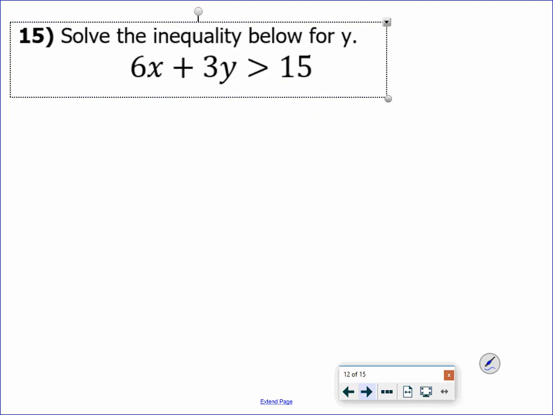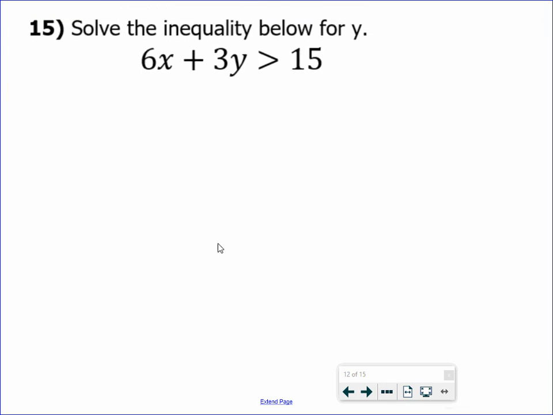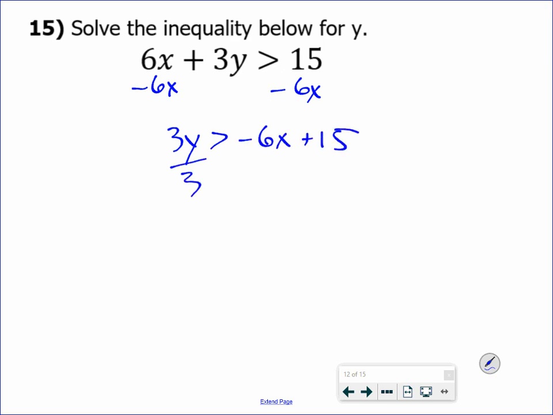This one says solve for y, so I will. So I subtract 6x from both sides, and I'll get 3y is greater than -6x plus 15. Divide everything through by 3.